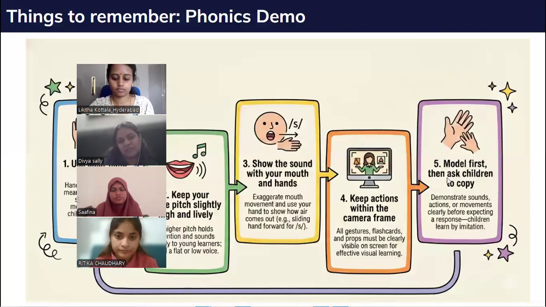Model first, then ask the children to copy. We have that method of I do, we do, then you do. So first you'll model it out. You'll do it together. Then you'll give the confidence to the learner to do it by themselves. Pretty simple, teachers. Easy to understand? Okay.